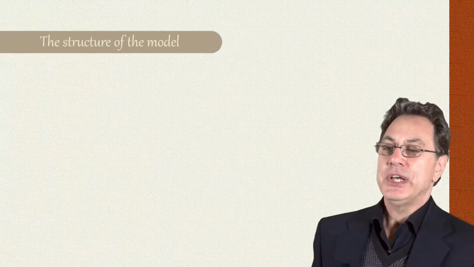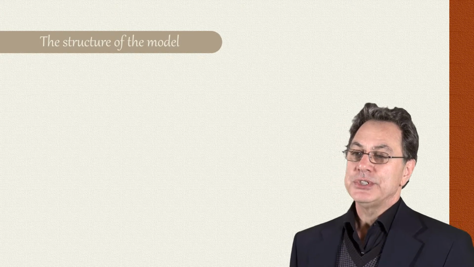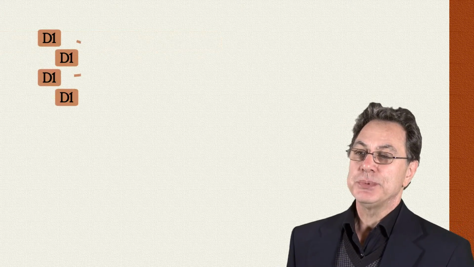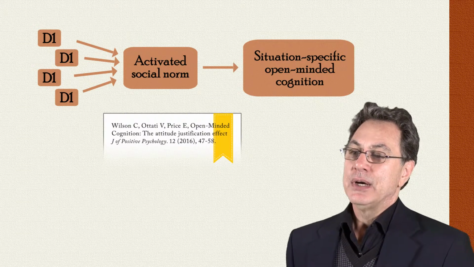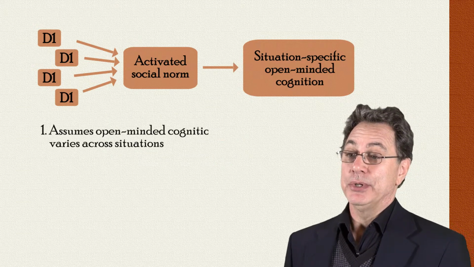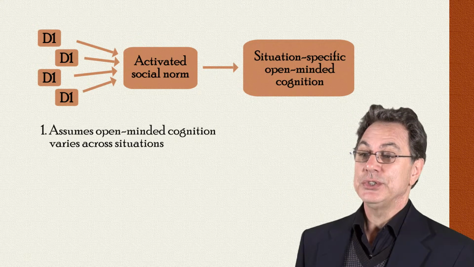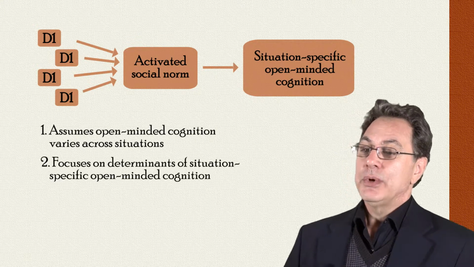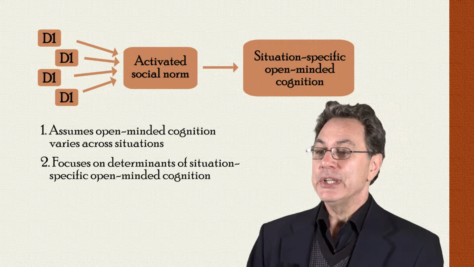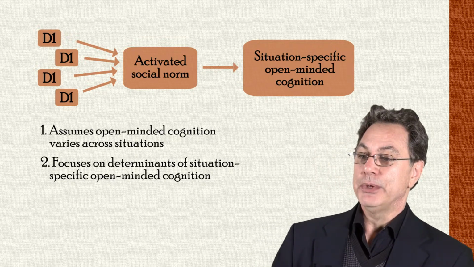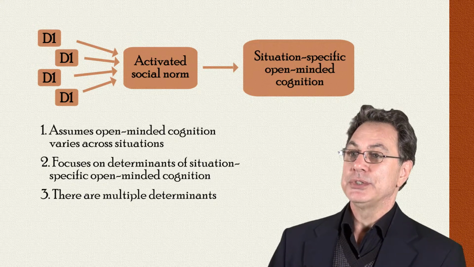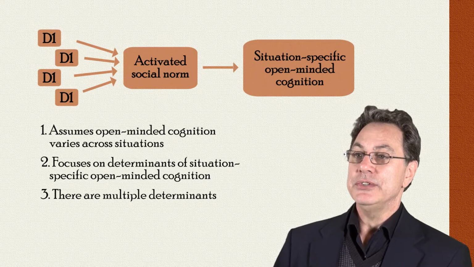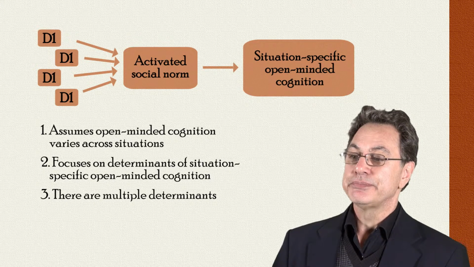The flexible merit standard model focuses on the determinants of situation-specific open-minded cognition. It assumes that open-minded cognition is malleable, that is, that it varies across situations. When we try to examine the determinants of situation-specific open-minded cognition, we consider multiple determinants represented by the many Ds on the left side of this screen.